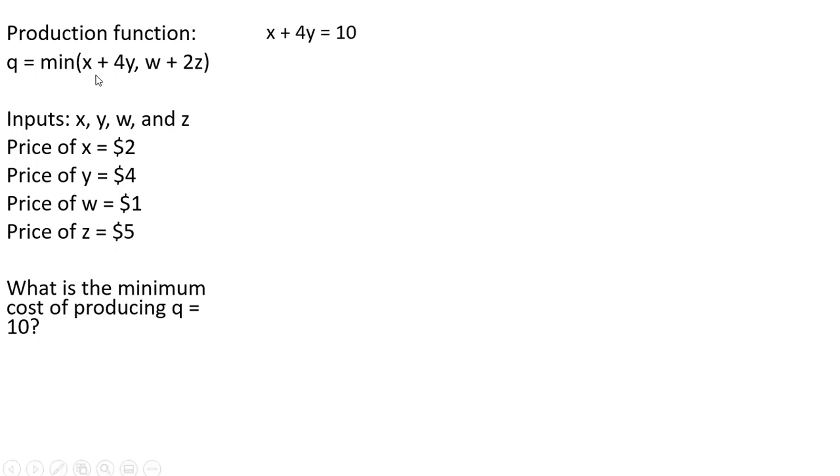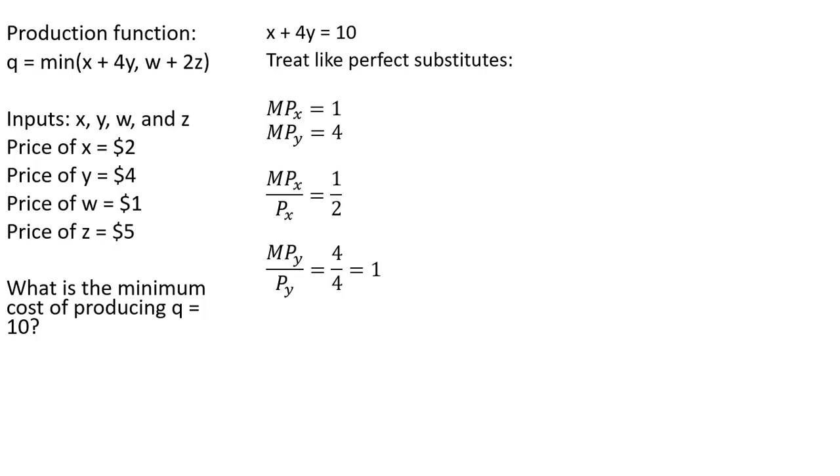First thing we're going to do is take this term x plus 4y, that is to the left of the comma, and set that equal to the output that we're trying to produce, and that's 10. And once we do that, this essentially becomes a perfect substitutes type problem. We're going to get the marginal product of each input, which is just the coefficient on the variable. So the coefficient on input x is 1, the coefficient on input y is 4, and those are the respective marginal products. The next thing we want to calculate is the marginal product per dollar.